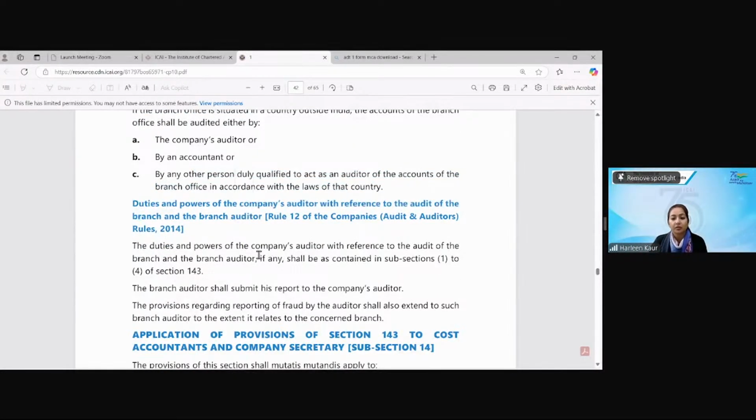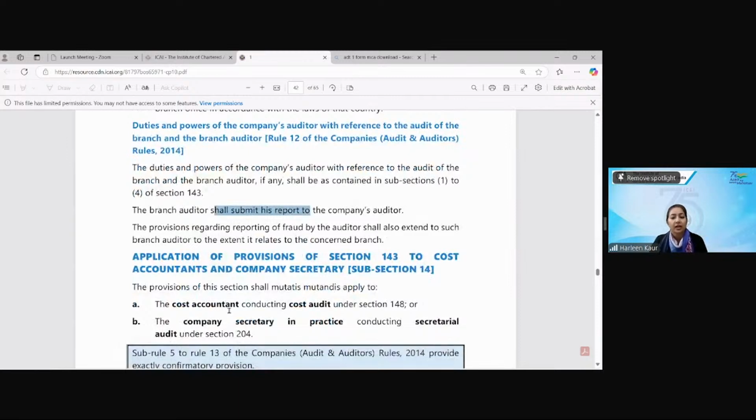What are the duties and powers of this company's auditor? The branch auditor will submit reports, and they have to see how the fraud, if any, has been extended to the branch audit, how they have dealt with it. So the company auditor is doing their audit as per section 143 subsection 1 to 4. We have just read all those points, and they will also get a report of the branch auditor. They will have to compile this report in their own audit report also. They have to see whether they have functioned properly or not, or if there is any kind of fraud mentioned by them.